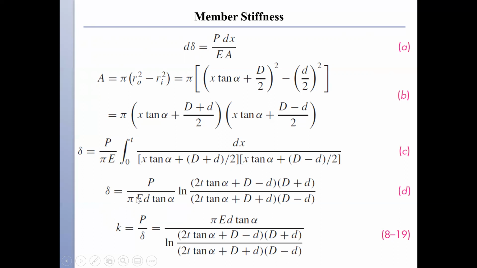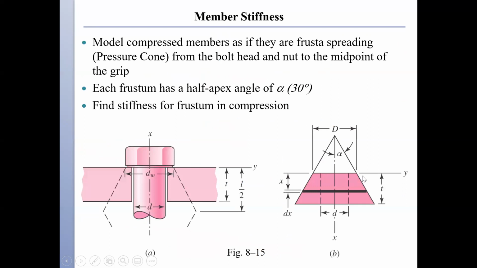If I want to find the stiffness for that part of the member that has a thickness T, I divide P by delta, because P is equal to K times delta. So K is equal to P divided by delta. So I get this equation 8.19. And this can be used for any diameter, like we see, we have here the uppercase D. This is where we start.